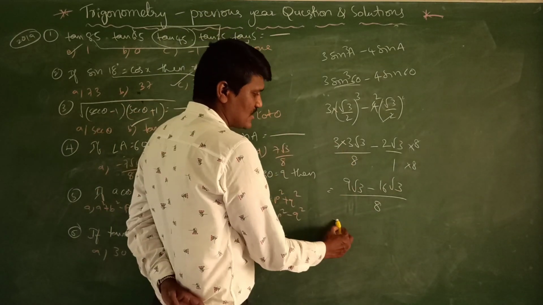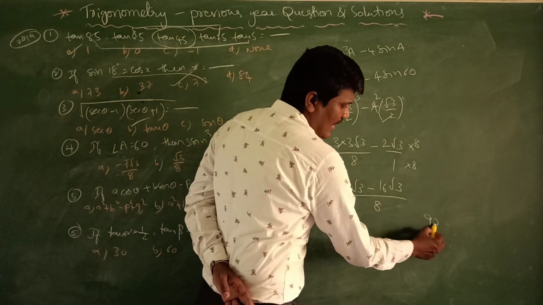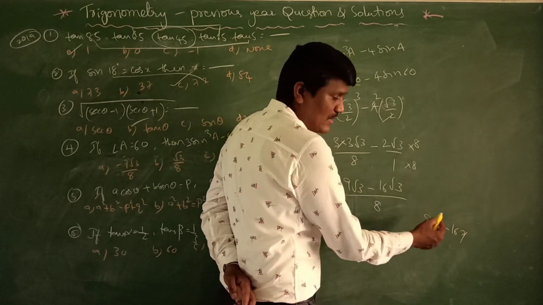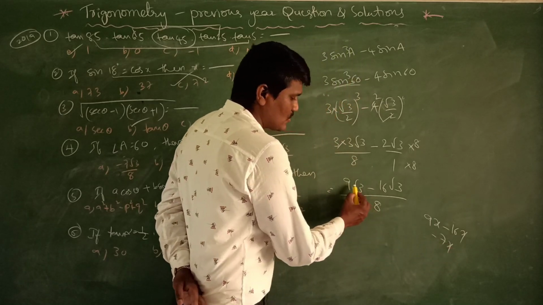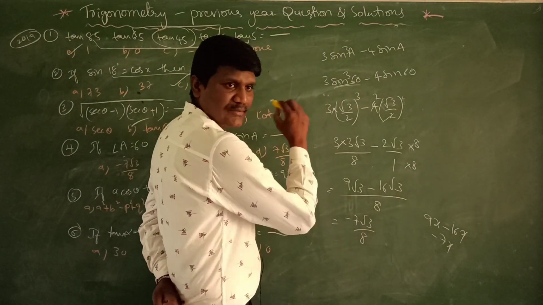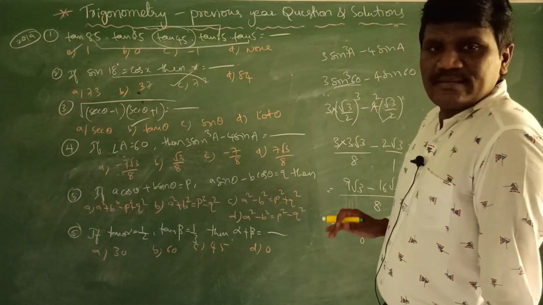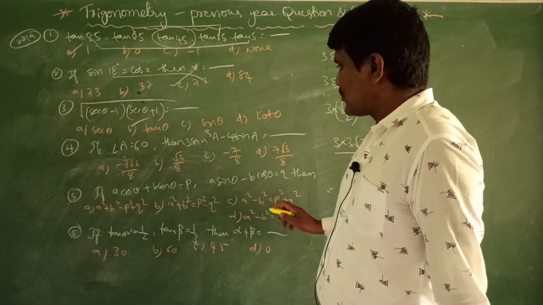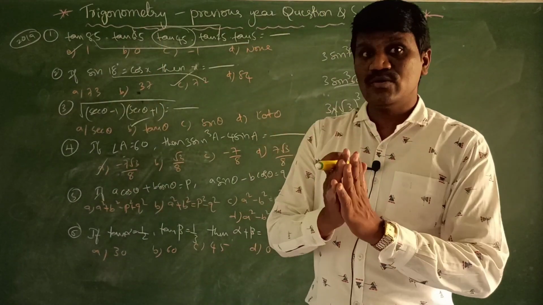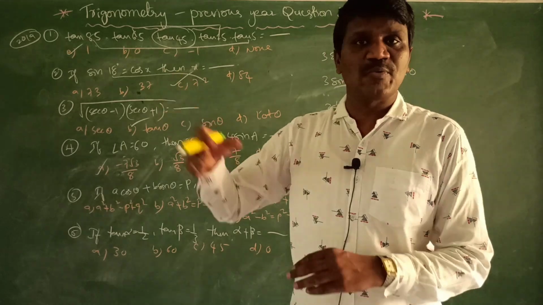So 9 root 3 minus 16 root 3 is nothing but 9x minus 16x. So 9x minus 16x is nothing but minus 7x. So 9 root 3 minus 16 root 3 is minus 7 root 3 by 8. Is it there in the options? So minus 7 root 3 by 8, yeah, it is there in option A. So this is about trigonometry value problem.